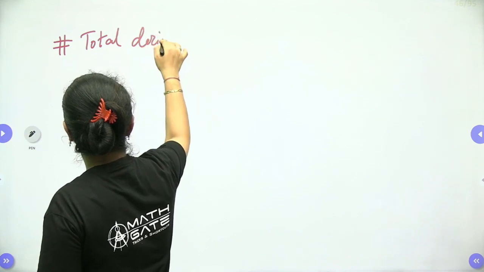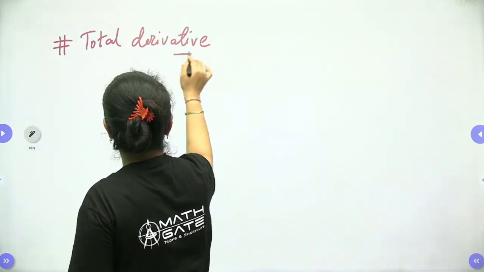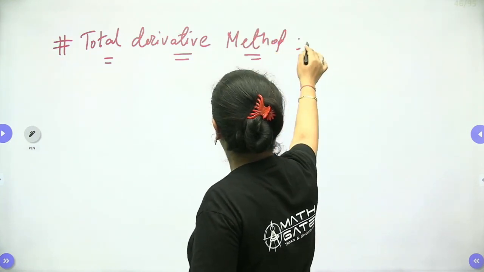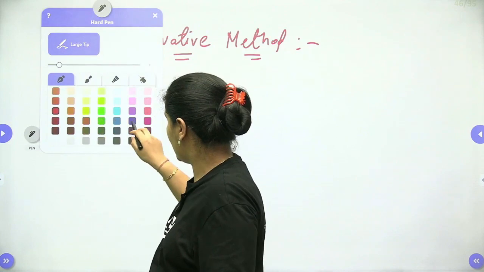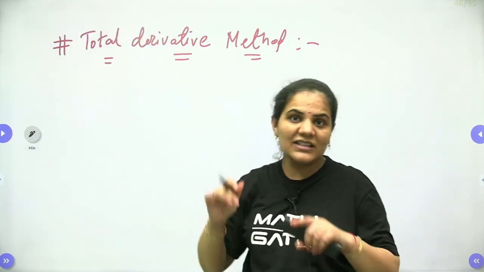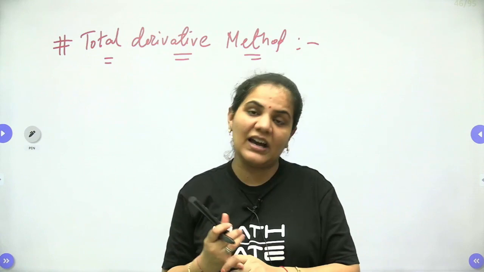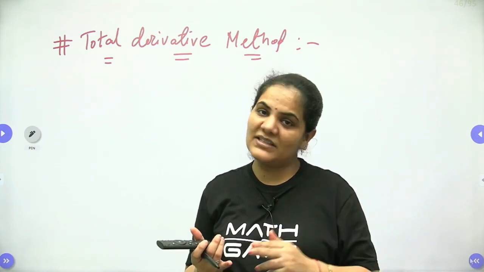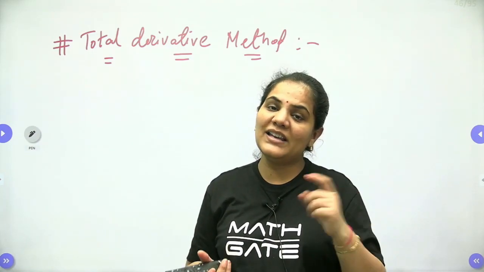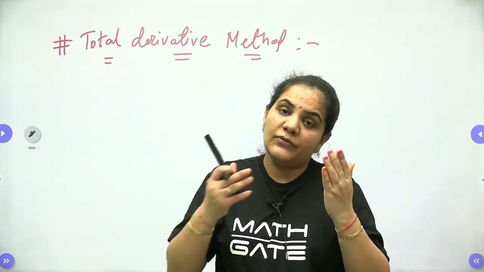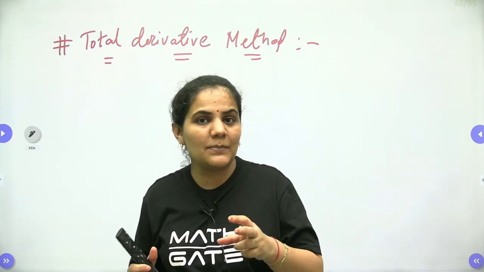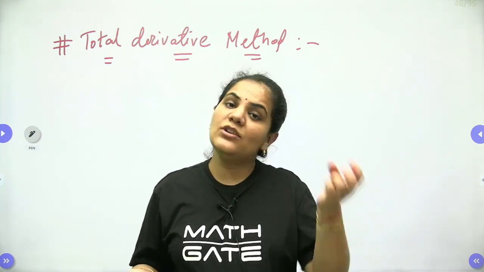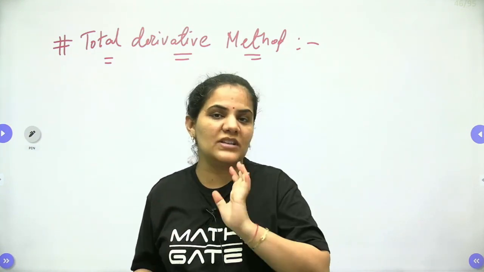In the total derivative method, we always have a function, right? We have to construct the function. Whenever we have to construct an analytic function, either the real part is given or the imaginary part is given. Among real and imaginary, only one part is given to you. First you find the imaginary part if the real is given, or the real part if the imaginary is given. Then you construct the function f(z) = u + iv, right?